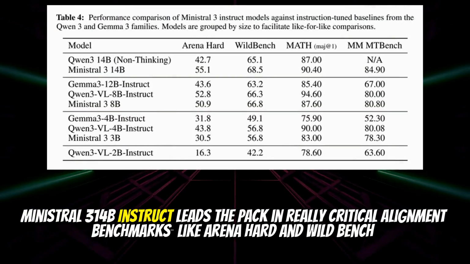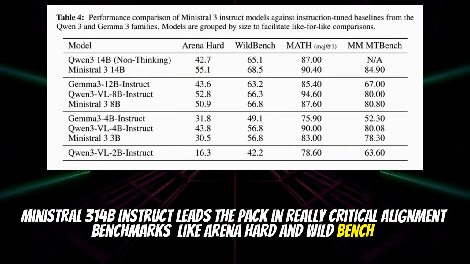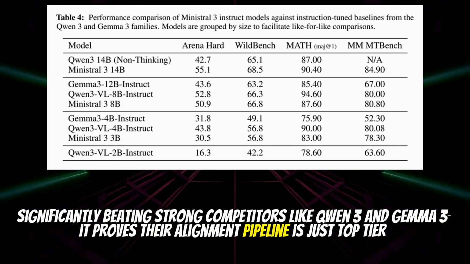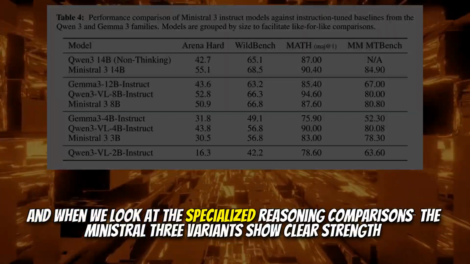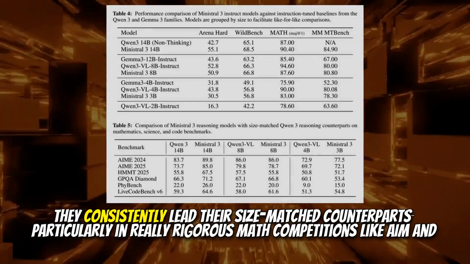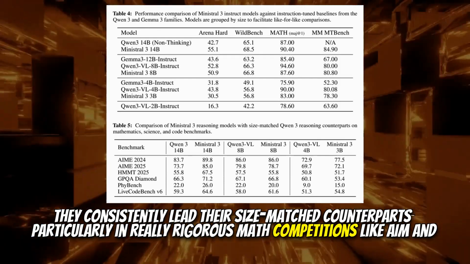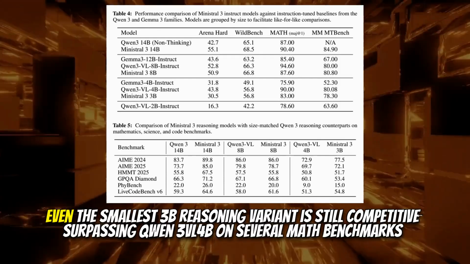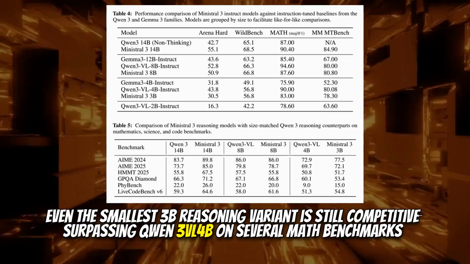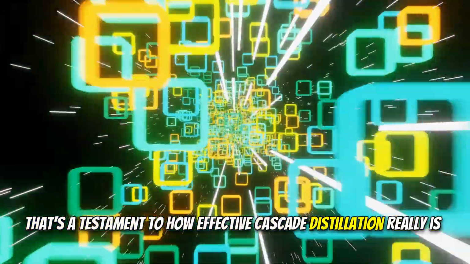The Instruct comparisons are even more compelling. Ministral 3 14B Instruct leads the pack in really critical alignment benchmarks like Arena Hard and Wild Bench. Significantly beating strong competitors like Qwen 3 and Gemma 3, it proves their alignment pipeline is just top tier. And when we look at the specialized reasoning comparisons, the Ministral 3 variants show clear strength. They consistently lead their size-matched counterparts, particularly in really rigorous math competitions like AIME and HMMT. Even the smallest 3B reasoning variant is still competitive, surpassing Qwen 3 VL 4B on several math benchmarks. That's a testament to how effective Cascade Distillation really is.